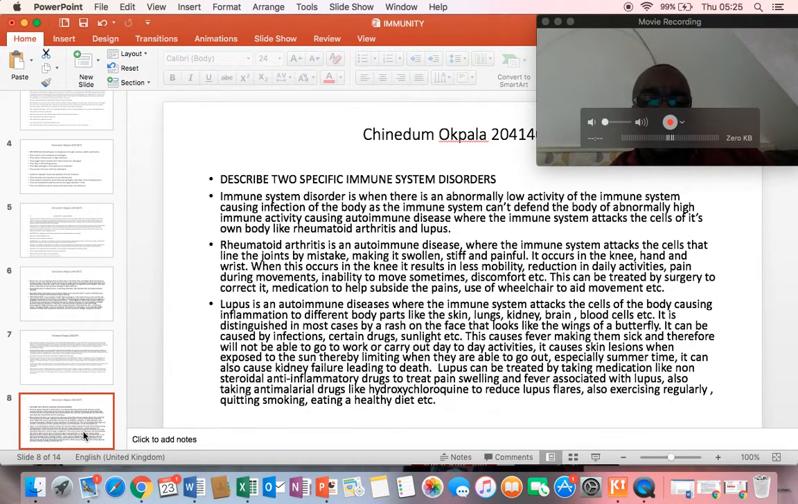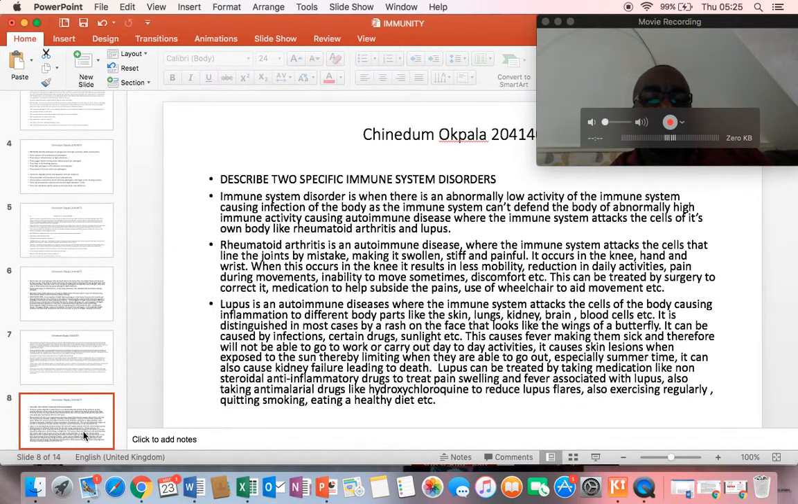When this occurs in the knee, it results in less mobility, reduction in daily activity, pain during movements, inability to move sometimes, and discomfort. This can be treated by surgery to correct it, medication to help subside the pains, and use of a wheelchair to aid movement. Lupus.